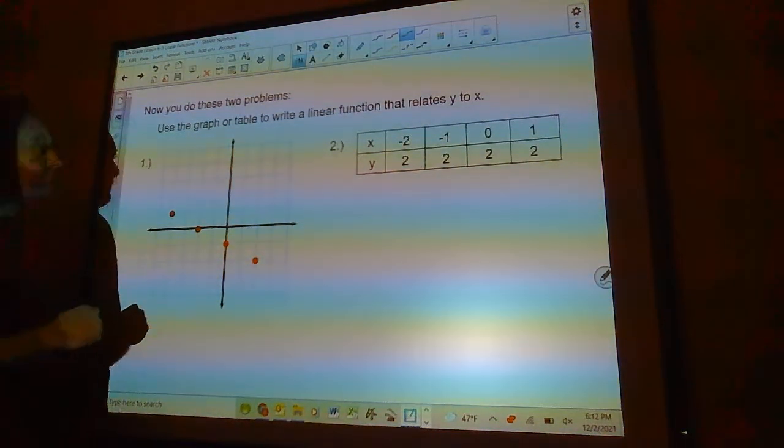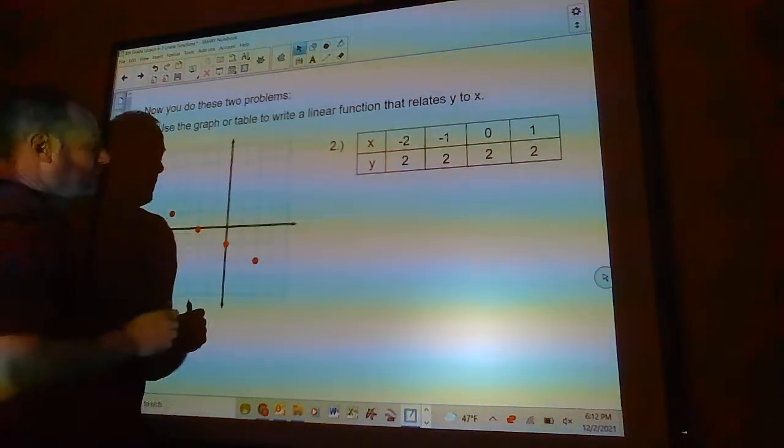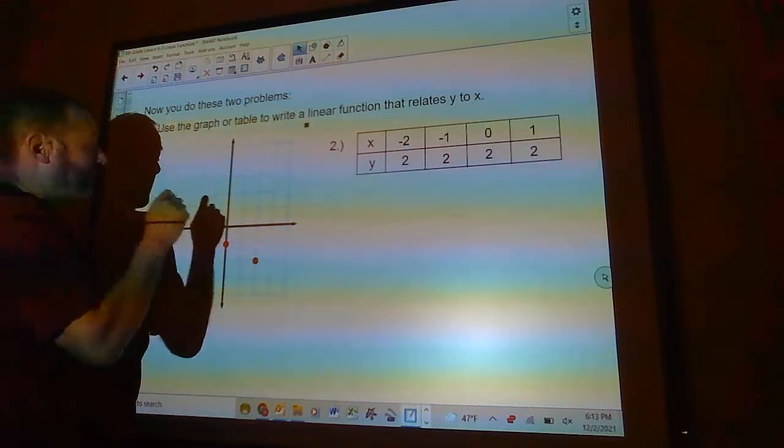Okay. So, here, let's do this first, because I like to graph things.